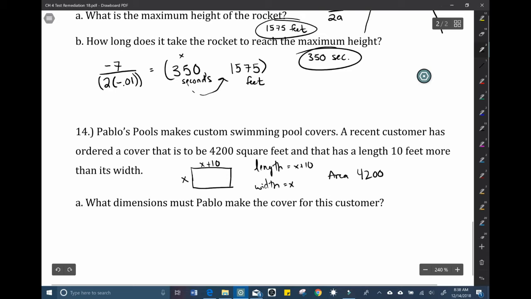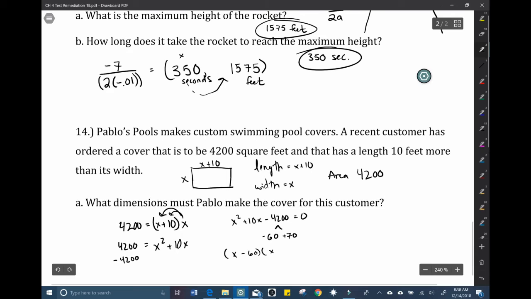Okay, area equals length times width. So 4,200 equals length x plus 10 times width x. If we distribute, we have x squared plus 10x equals 4,200. We can bring that 4,200 to the other side, and we have x squared plus 10x minus 4,200 equals 0. Trying to think of factors that get us out to that. I'm going to think 60 and 70, positive 70, negative 60. So x minus 60, x plus 70 equals 0.